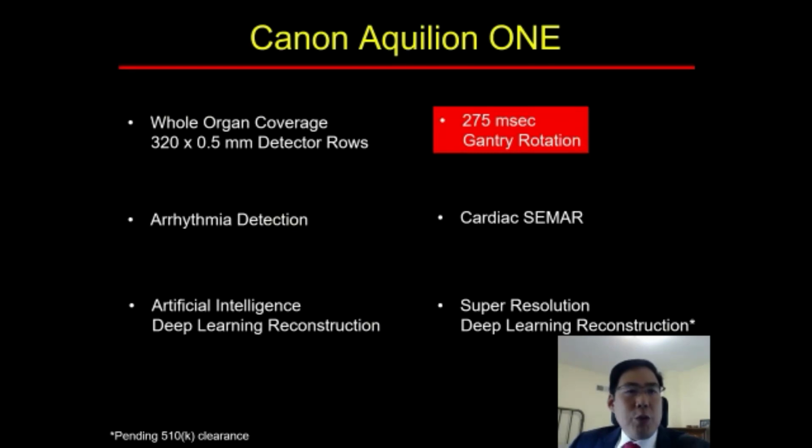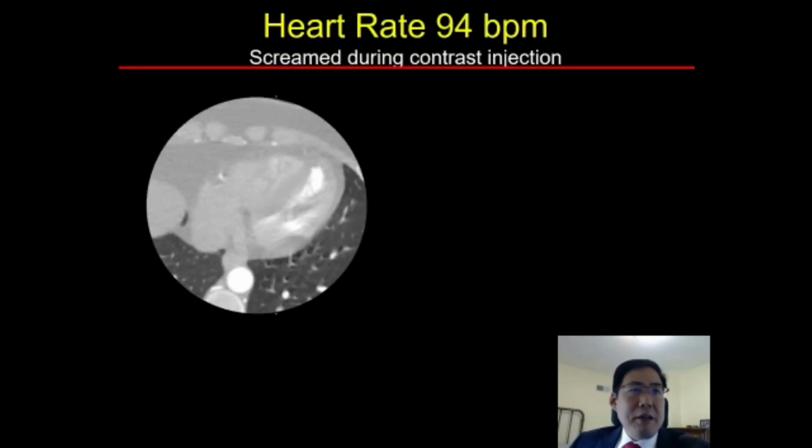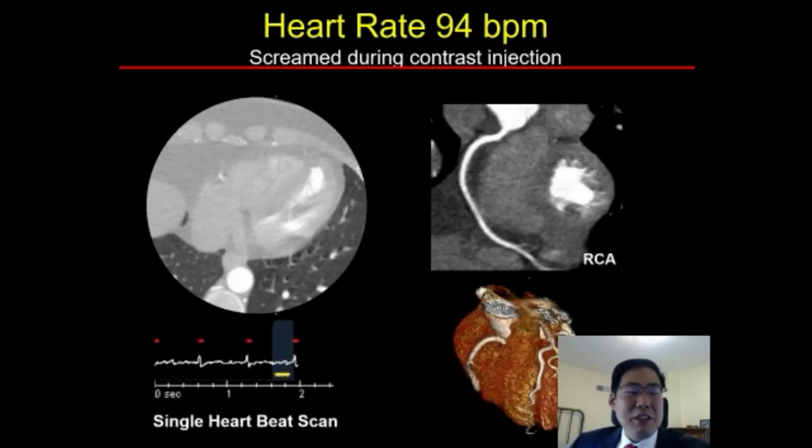Now, the Aquilion ONE has a fast gantry rotation time of 275 milliseconds, which can stop cardiac motion. Now, here's a patient I scanned. Don't you hate it when the patient starts screaming during the contrast injection? Well, this patient, due to the warmth of the contrast sensation, being injected at 5 cc's a second, wasn't really expecting that and starts screaming. However, the images are completely diagnostic.